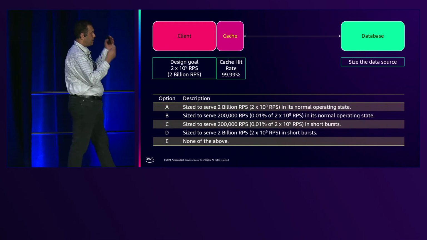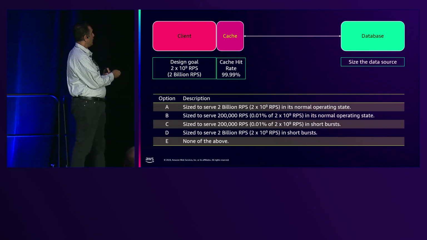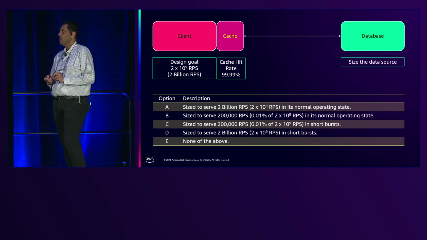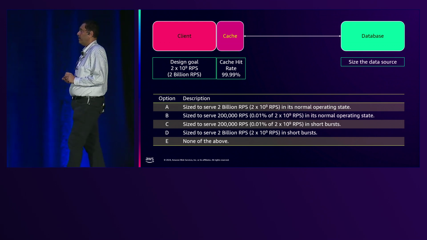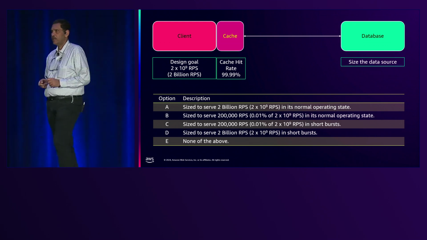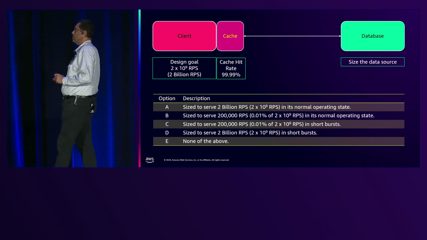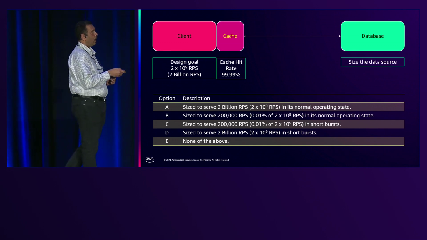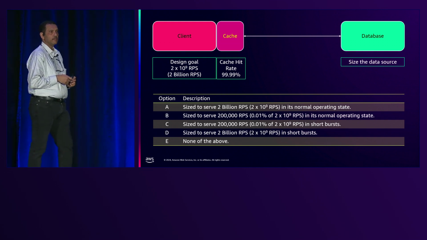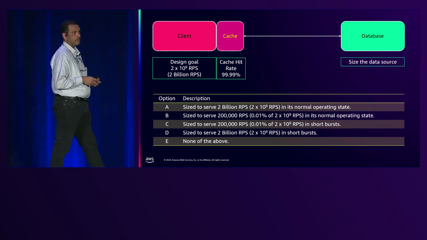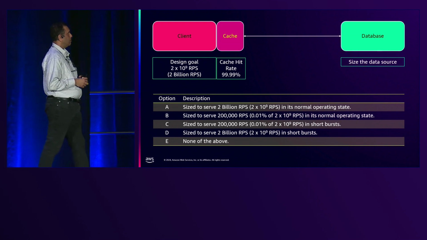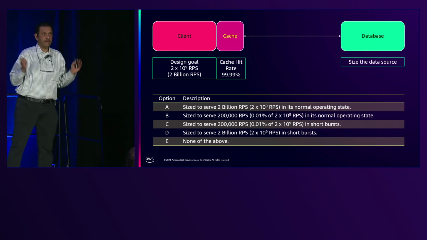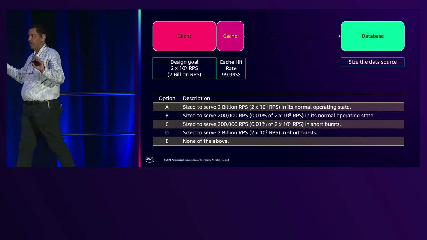Here's a quiz. Take a second, read it. Same client, same cache, database. Your client is driving a traffic of, what does it say, 2 billion requests per second. Your cache hit rate is 4 nines. How would you engineer this database? So I'll give you a hint. It's not none of the above. Beyond that, I'm not going to give you any hints.